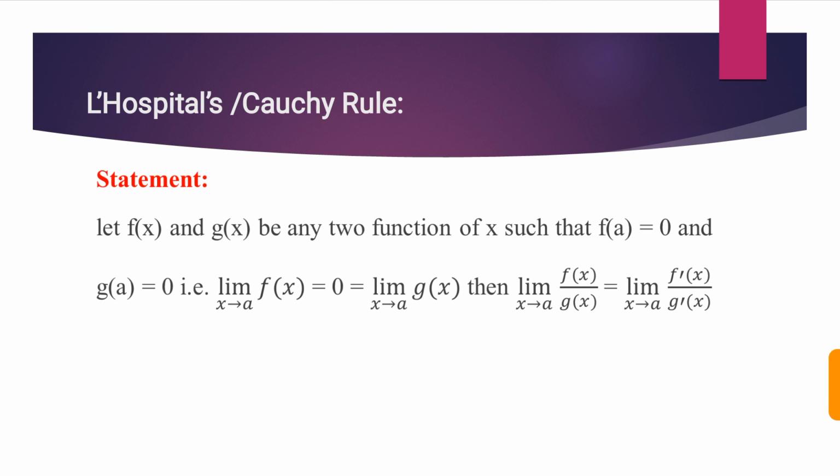So, L'Hospital's rule tells us that if we have an indeterminate form 0 by 0 or infinity by infinity, all we need to do is differentiate the numerator and differentiate the denominator, and then take the limit. Indeterminate means cannot be precisely determined. Now, how to prove this L'Hospital's rule? Let's see.